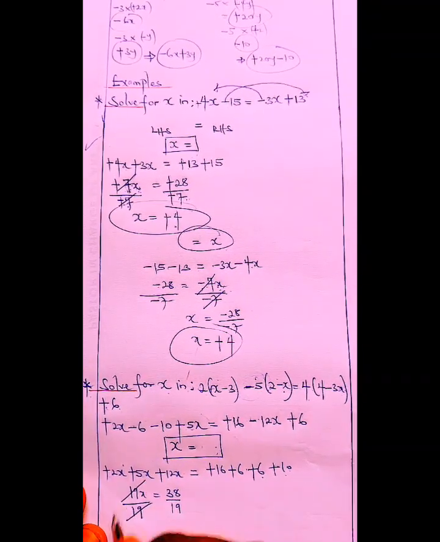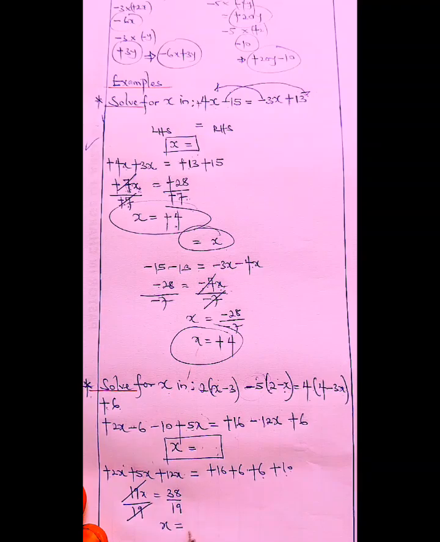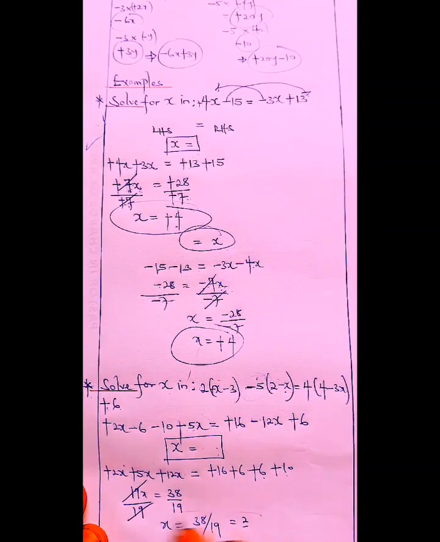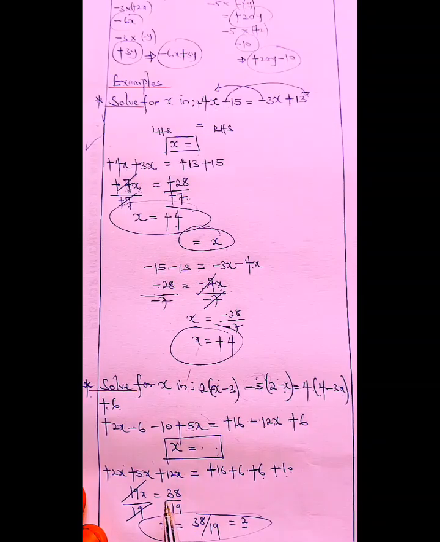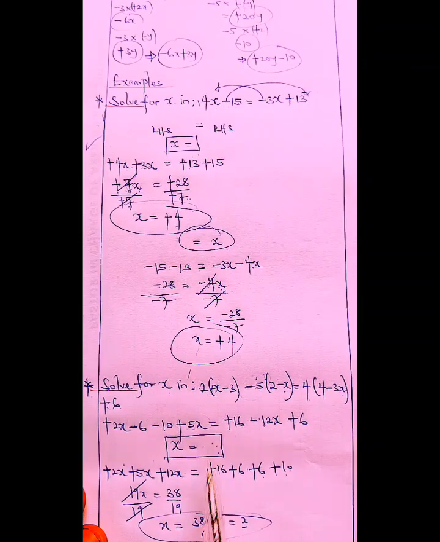So x is equal to 38 over 19. x is equal to 2. That's the value of x. Don't forget, you can choose to put the x on the left-hand side. You're still going to get the same result.